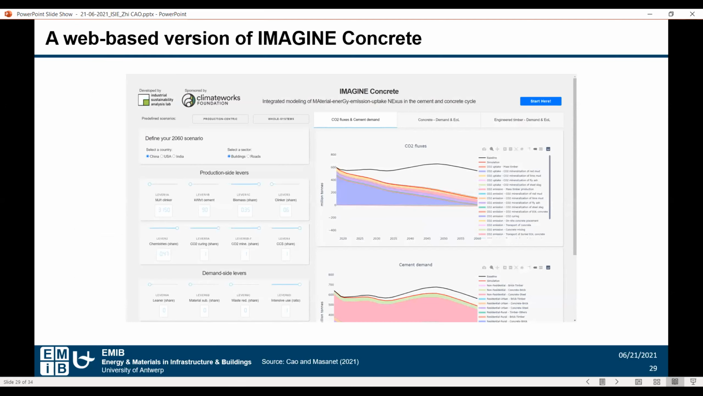And we have also converted our IMAGINE concrete model into a web-based version, which allows users to define their own scenarios and change the value of the decarbonization levers considered, so we can engage more with the stakeholders involved.